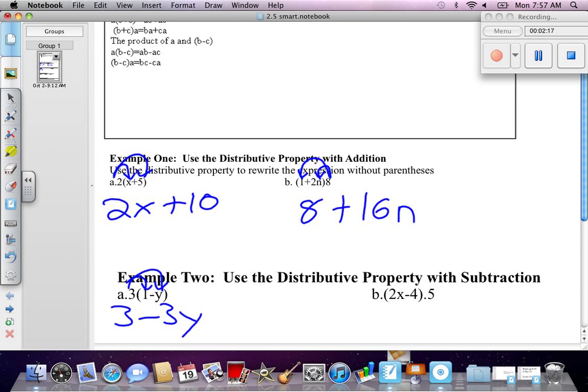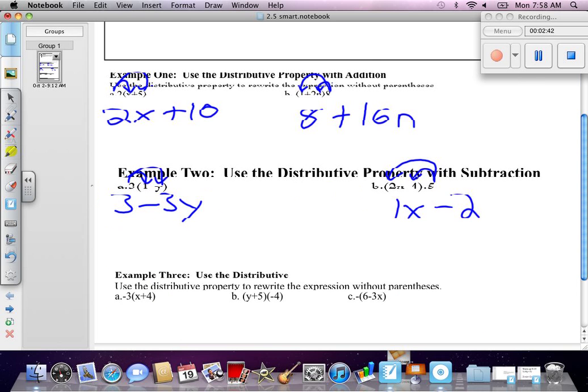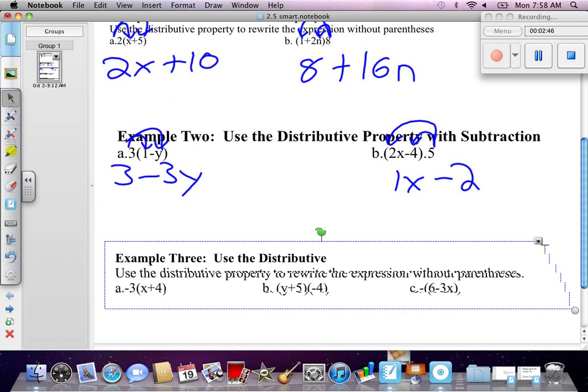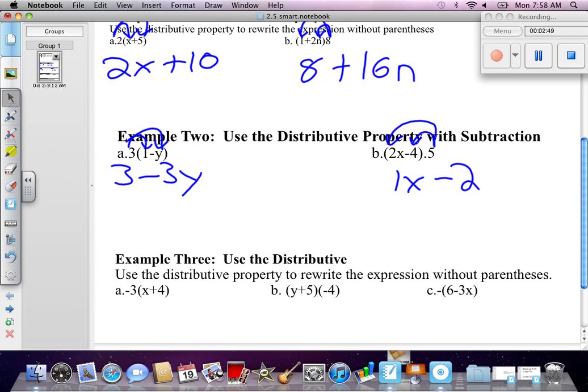All right, right here we've got a 0.5. 0.5 is the same thing as what? Dividing by 2. So we're going to have 2x divided by 2 and negative 4 divided by 2. So half of 2 is 1, so we get 1x. Half of 4 is 2, minus 2. Yep, should be pretty straightforward. When it says rewrite without parentheses, they want you to use the distributive property.